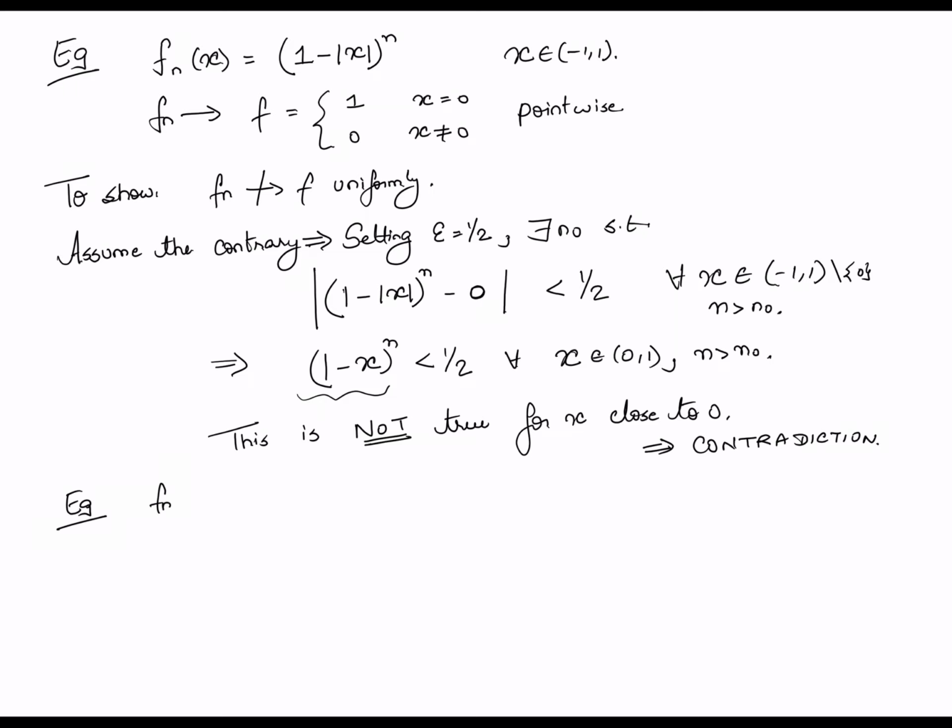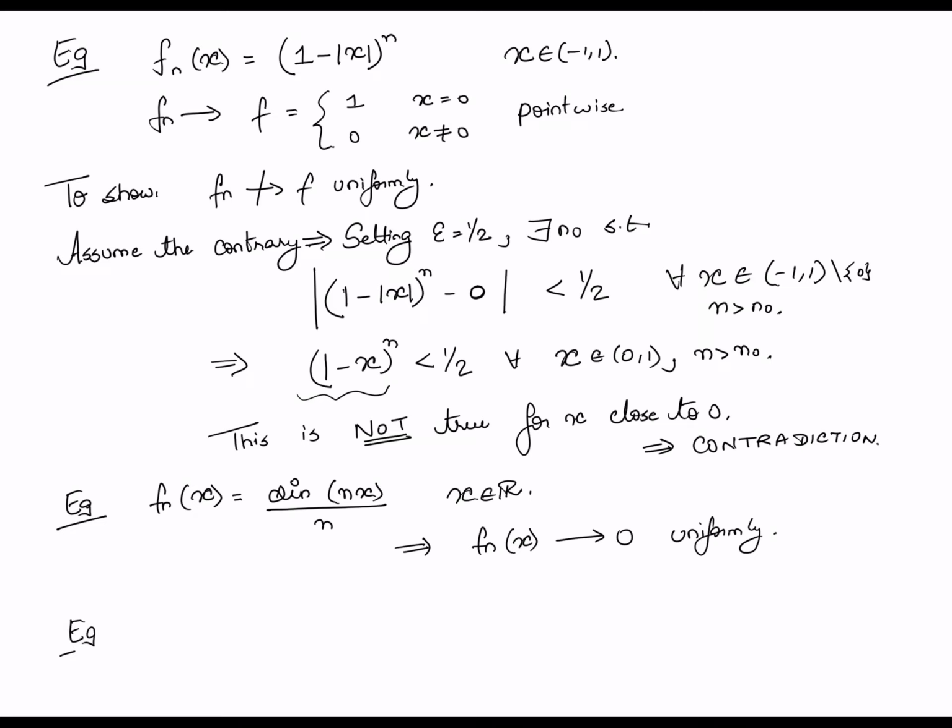Suppose I look at fn of x defined as sine of nx upon n. I leave it for you. Again, you can take the domain to be whatever you like, let's say x in R. In this case, show that fn of x in fact converges to 0 uniformly. I leave it as an exercise to you to show this.